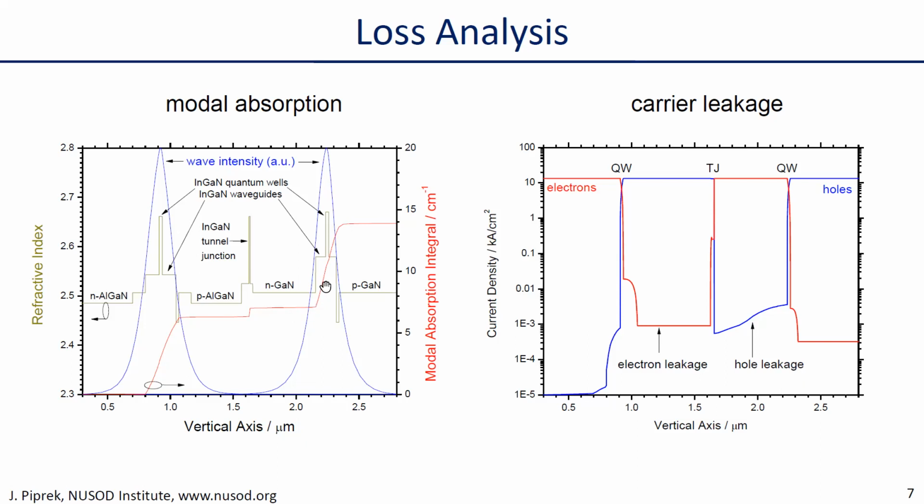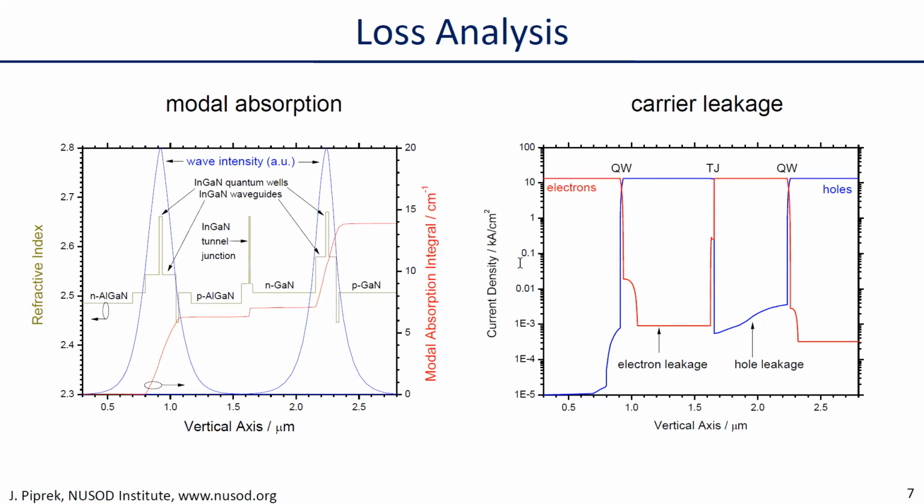All the other layers don't contribute much, so we have a total modal loss of 14 per centimeter, which is pretty high for a laser in general. And on the other hand, carrier leakage, as shown in the simulation, doesn't really matter.